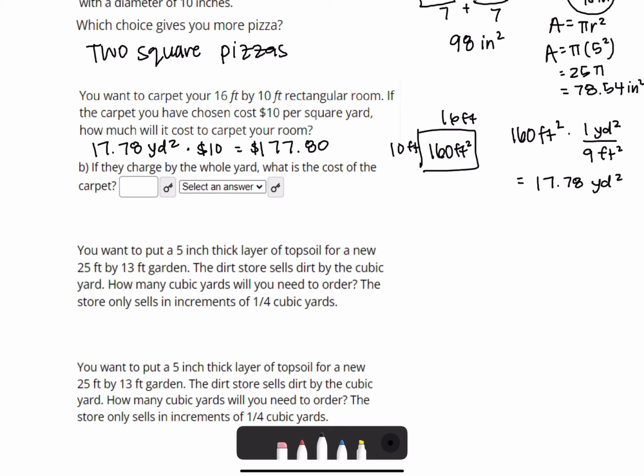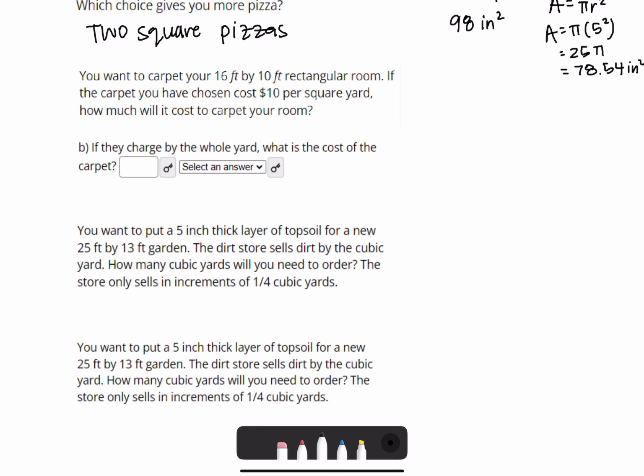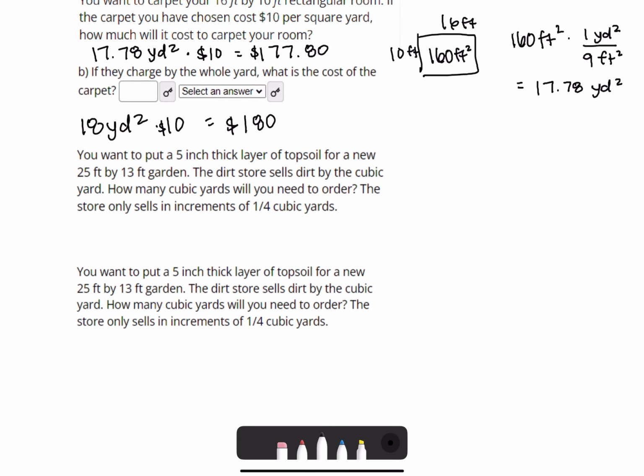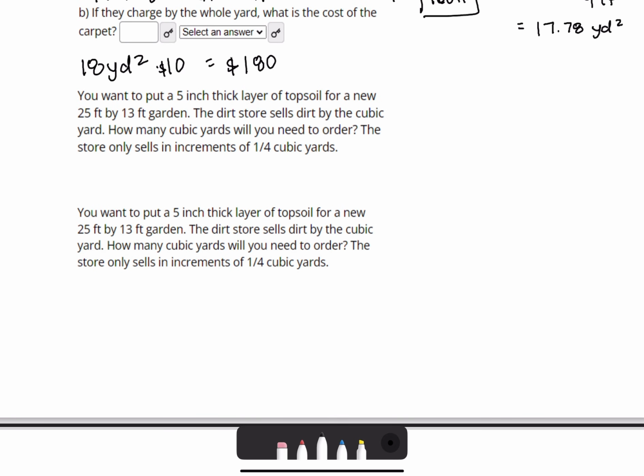But if they charge by the whole yard, you would need to get 18 square yards of carpet, and that would be $180. Let me fix my one. It was kind of loopy. $180. Oh, these are the same. Weird.